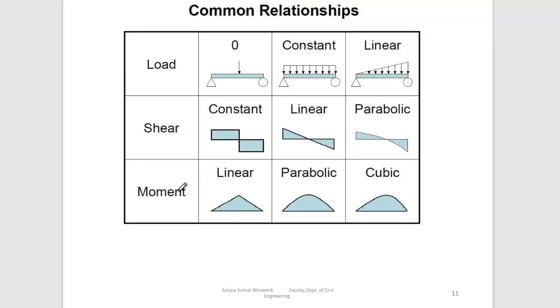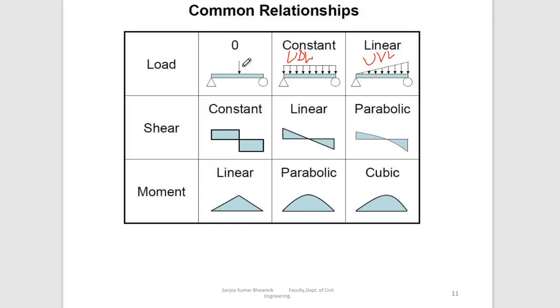Okay. So before going to the drawing of the diagram, you should consider some common relationships. So we have loads. In case of loading, we know we have point load, sometimes we call this a constant load, or UDL, right? And this is UVL. And now the question is what is this zero, constant, and linear? So this is the line.